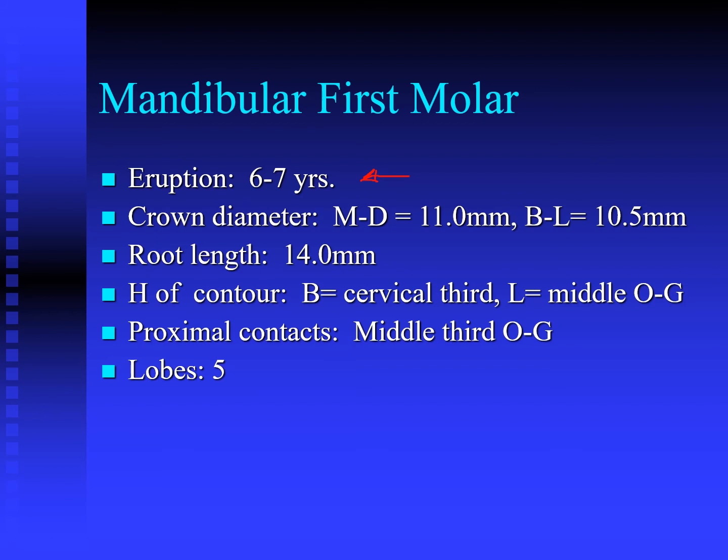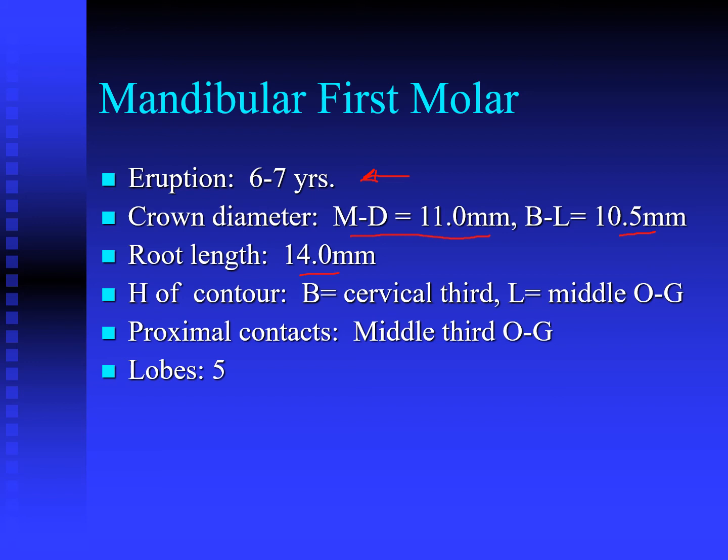If you'll notice, the mesiodistal diameter of this crown is about 11 millimeters and the buccolingual diameter is about 10.5. So this makes the first posterior tooth that we've come across that is wider mesiodistally than buccolingually. As you remember, in general, the premolars and maxillary molars are the opposite. They're wider facial lingually than mesiodistally. You might also remember that your maxillary central and lateral incisors also have that same characteristic, being wider mesiodistally than buccolingually. The root length of mandibular first molars is around 14 millimeters.